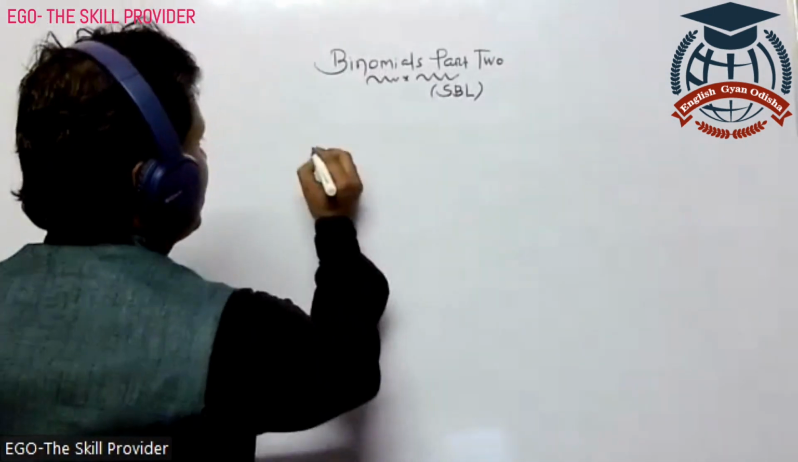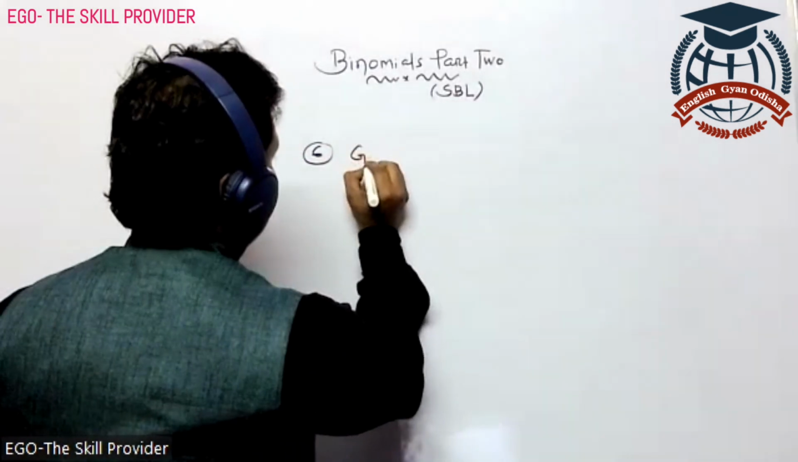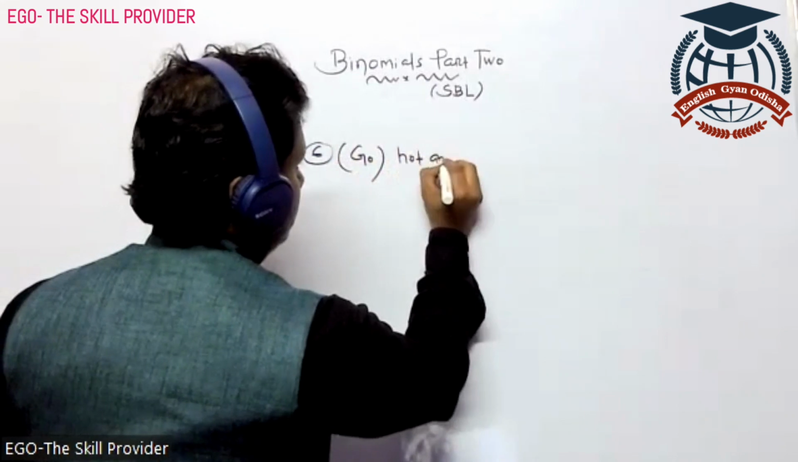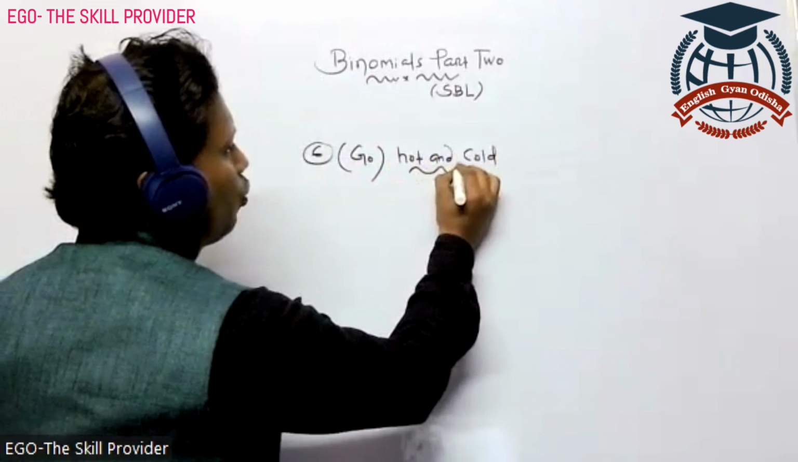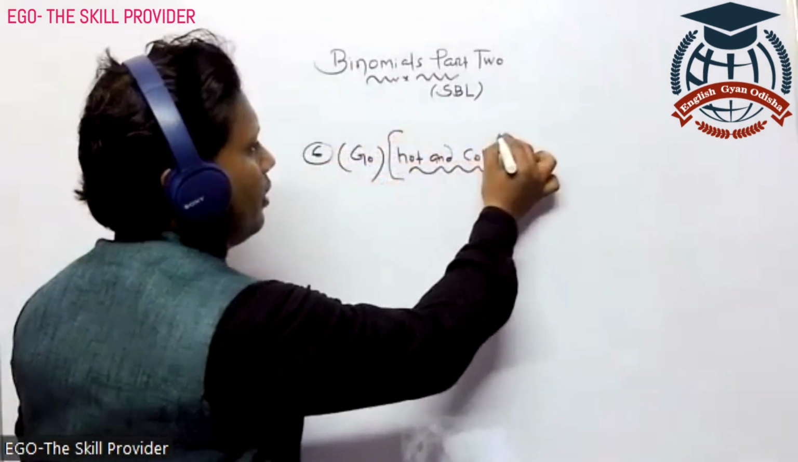Okay, number 6, something called go hot and cold. Actually it is called hot and cold. Okay, so this is called binomial.